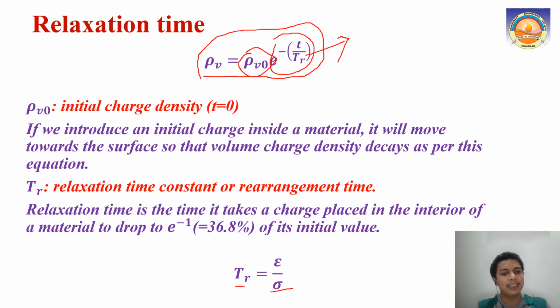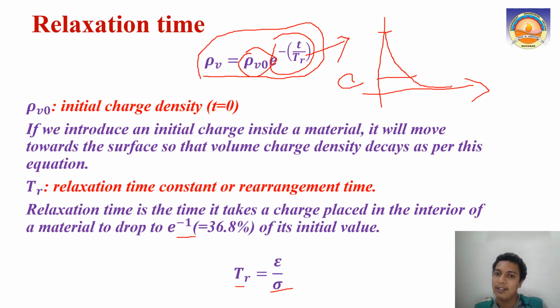Basically, what it means is that if you apply e raised to minus 1 here, we can find this Tr like this. Let me say you have a graph like this, and here this is your rho v0, and from here an exponential decay will happen. Whenever your value falls from rho v0 to rho v0 into e raised to minus 1, the time it takes is called the time constant, or the relaxation time constant, for a material.